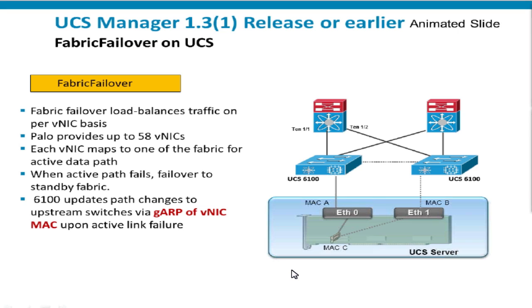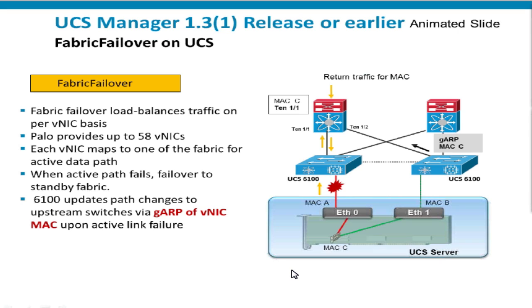But the one thing I do want to point out is the difference. What was the net new thing that was introduced in 1.4? So in 1.3, if you had a bare metal environment, for instance, and a single host operating system was talking, a single MAC-C in my environment was talking on ETH0 and ETH1, and failover was enabled. Let's say there was a failover on the left fabric here in my example.